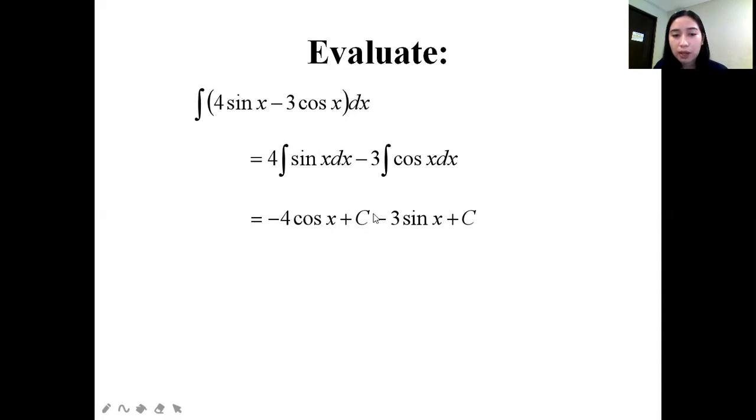Then here, negative 3, and for the integral of cos x, the formula is positive sine ax over a. Again a is 1, so it becomes minus 3 sin x, plus c again. If we simplify, it's negative 4 cos x minus 3 sin x plus c, where c stands for any constant.